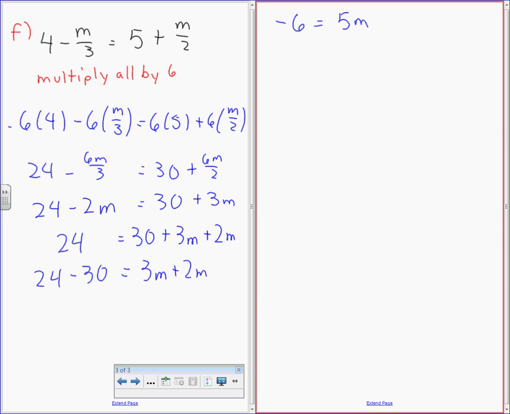All right. Molly, what's the final step here? Negative 6 over 5, right? I'm going to divide by 5, so m equals negative 6 over 5.